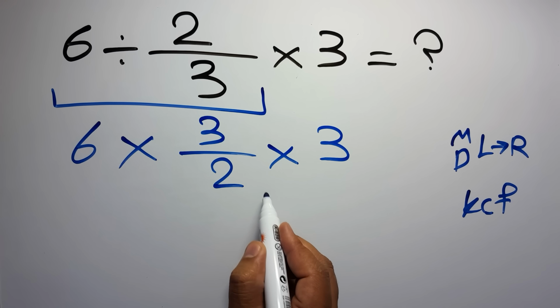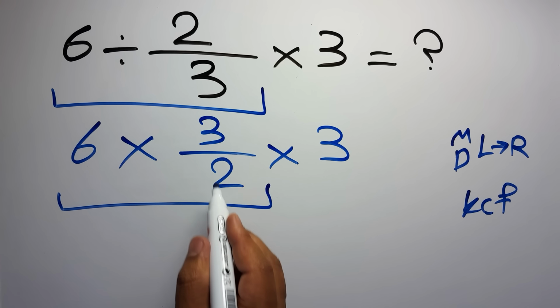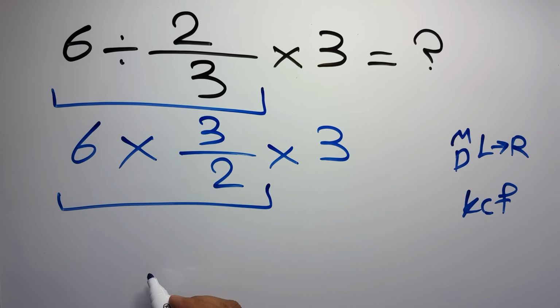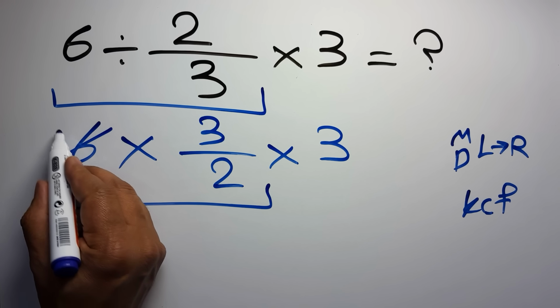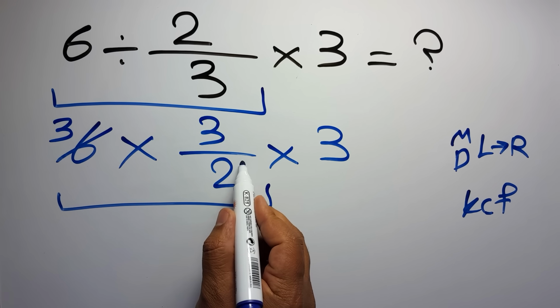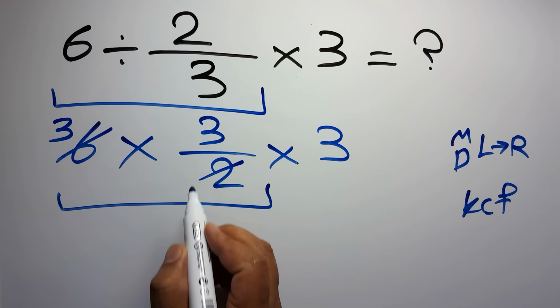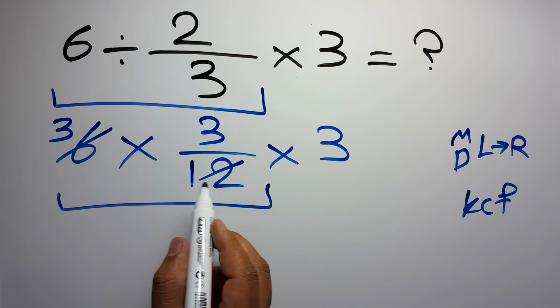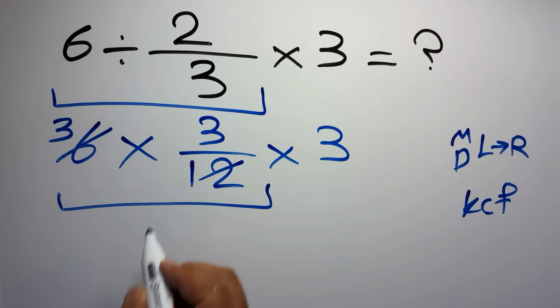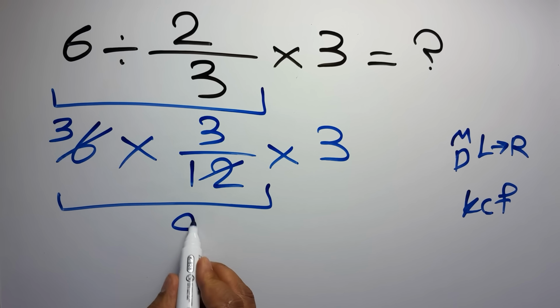First we do this multiplication. 6 times 3 over 2. 6 divided by 2 gives us 3. And the 2 divided by 2 is just 1. So here we have just 3 times 3, which equals 9.